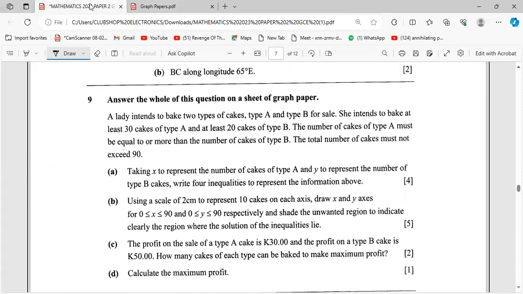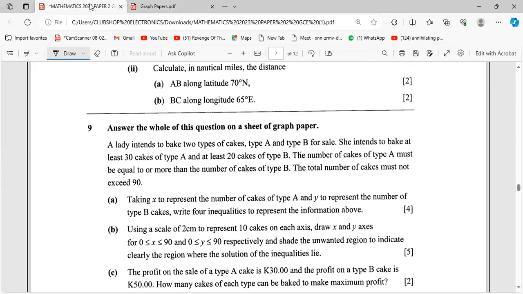This is linear programming. Answer this question on a sheet of graph paper. A lady intends to bake two types of cakes, type A and type B, for sale. She intends to bake at least 30 cakes of type A and at least 20 cakes of type B. The number of cakes of type A must be equal to or more than the number of cakes of type B. The total number of cakes must not exceed 90.